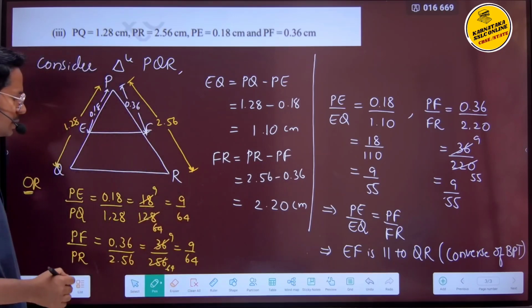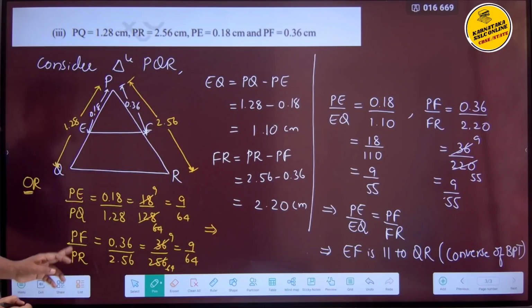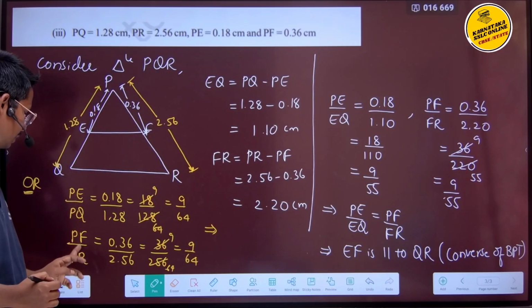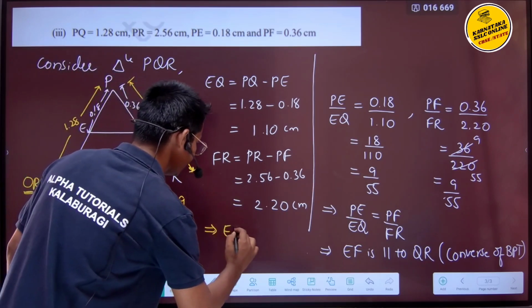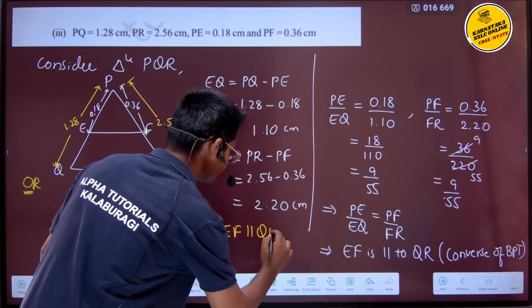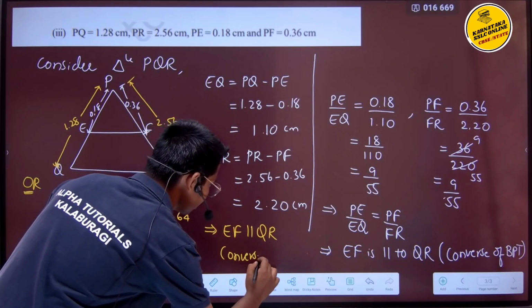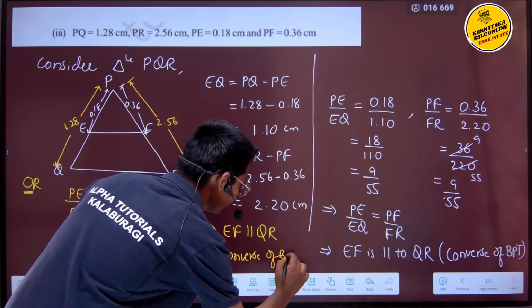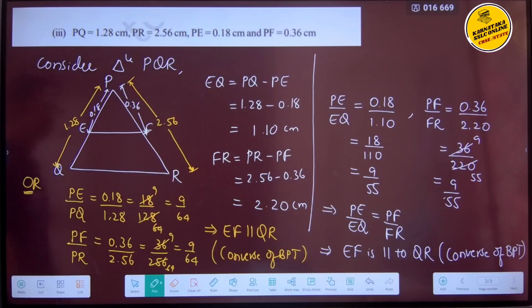So as the ratios are the same, I can say PE by PQ is equal to PF by PR, and hence I can say even EF is parallel to QR. Reason is converse of BPT. That's it.